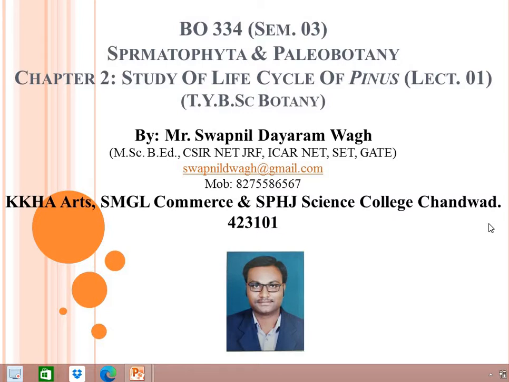Then the reproductive part consists of the male cone and the female cone. The male cone is made up of microsporophylls, which are borne on a central axis. Inside the microsporophyll, some spaces are there, known as microsporangia. Inside the microsporangia, microspores are formed. The female cone is made up of megasporophylls, and on the megasporophylls, ovules are borne.